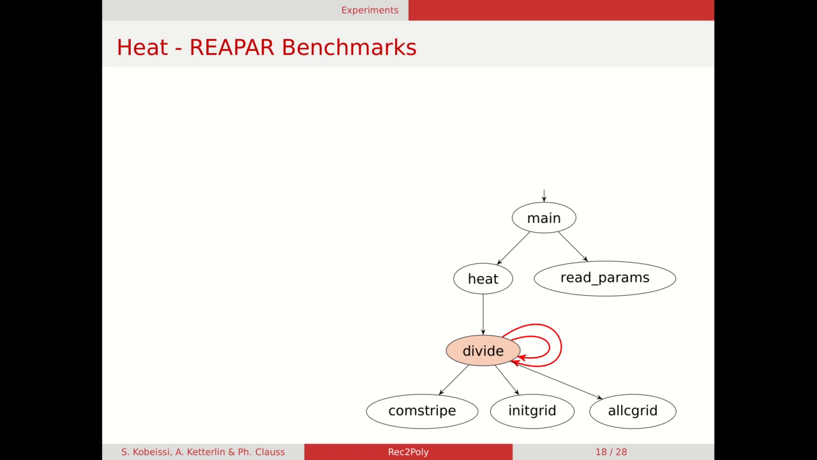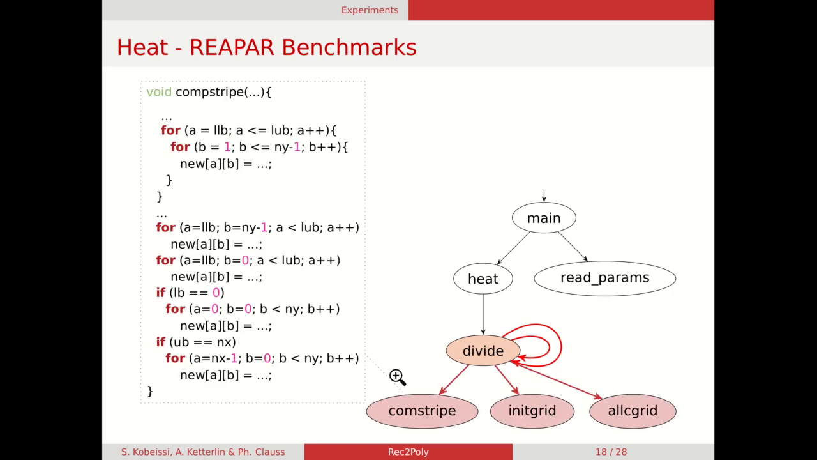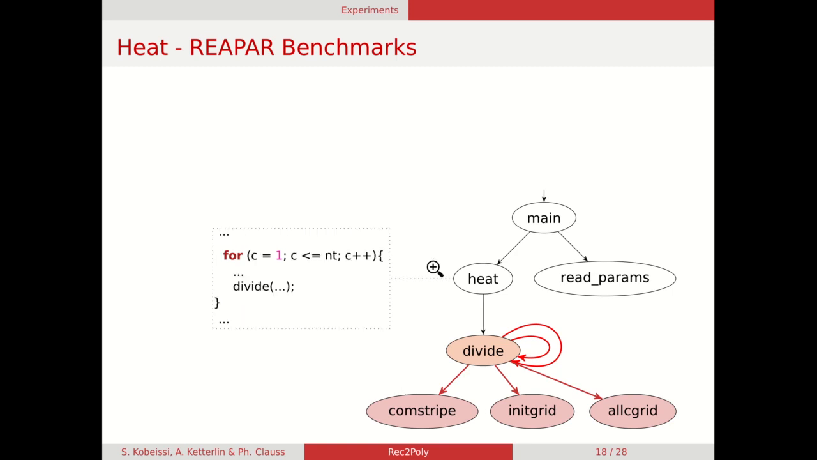The reachability of this recursion is composed of the functions comstripe, initGrid, and allCgrid. We are particularly interested in comstripe for it includes interesting affine loops. So the existing recursion actually interrupts their behavior, and getting rid of it may allow applying sophisticated optimizations. Also, divide is invoked from within a loop in function heat, so the source of this recursion is heat.